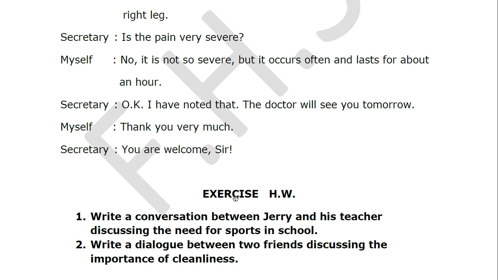Write a conversation between Jerry and his father discussing the need for sports in school. So here you can say Jerry and his father have gone for an early morning walk. Then they see people around them jogging, even old people jogging in the park, and they start discussing. You can say, see that uncle, even old people need exercise, not just the young. In fact, it's very important. People shouldn't forget. Then you talk about the benefits of sports and exercise.